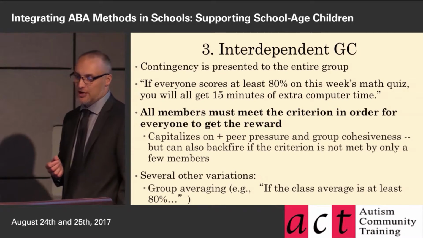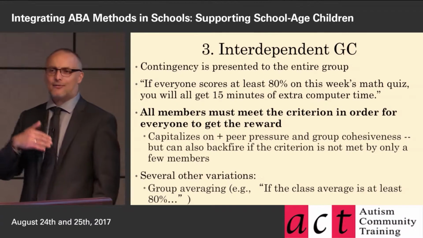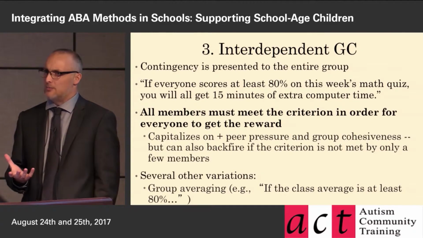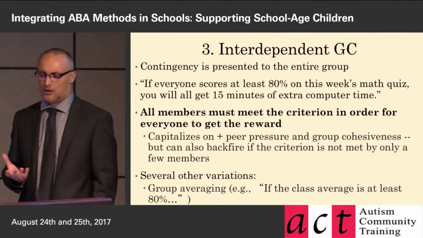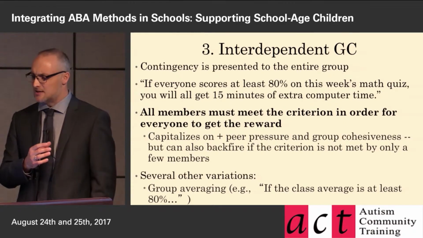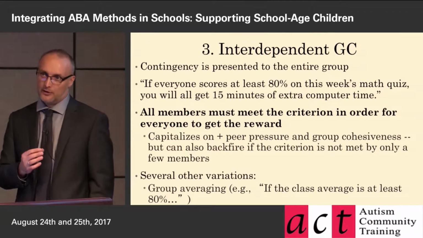There can also be a variation, so group averaging. If the class averages at least 80%, which kind of takes the pressure off those where 80% might not be realistic, right? And if you know it's not realistic, then you would want to do averaging because you wouldn't want to use one of these contingencies to set anyone up for failure. That's not the point.